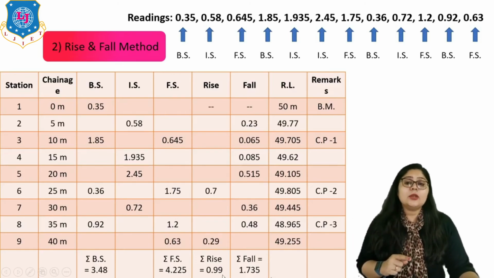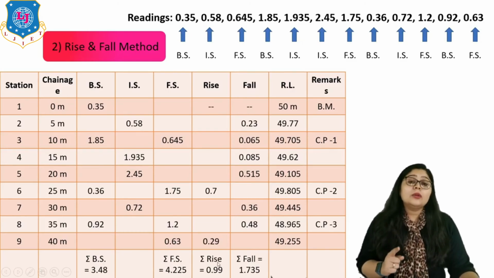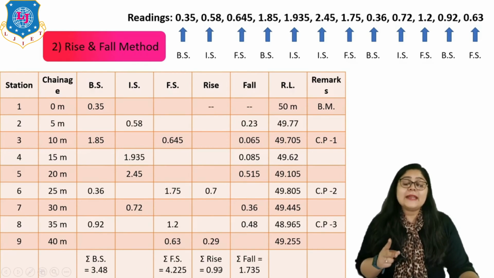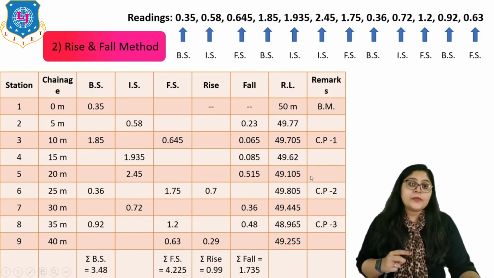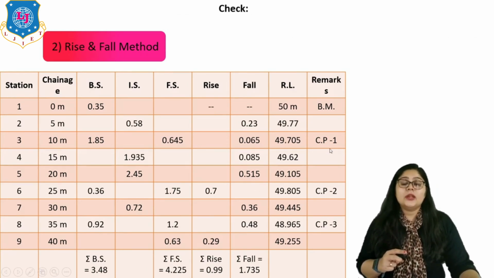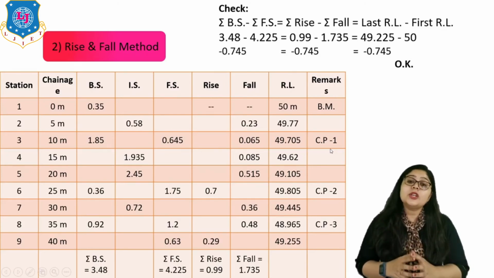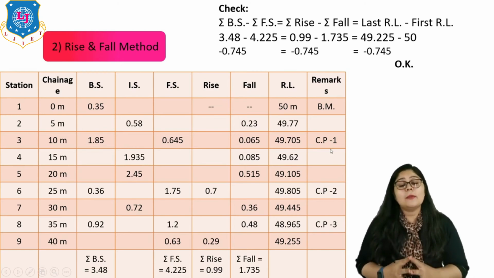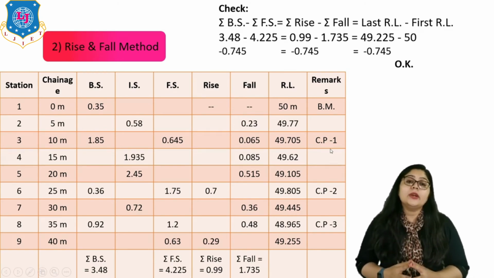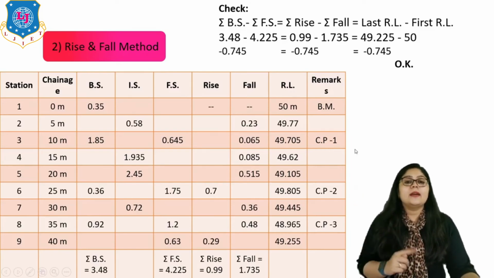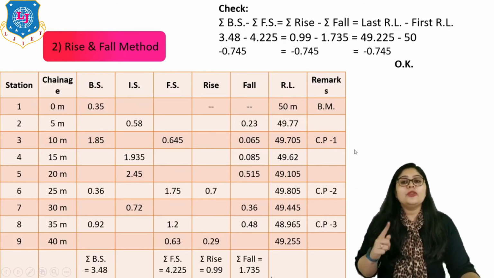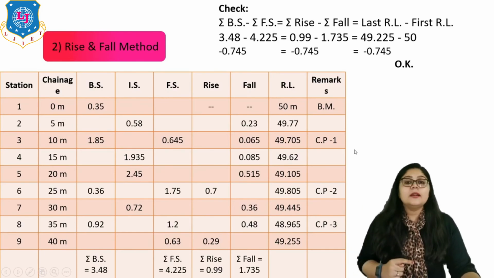Now in this table you can see that summation of BS and summation of FS are there, but now two more things are added: summation of rise and summation of fall are also calculated. Because when we go for the check equation, the equation says that summation of BS minus FS is equal to summation of rise minus fall, is equal to last RL minus first RL. Again you can see that all differences have the same value, which indicates that these calculations are correct. So this is the same example with the second method, the rise and fall method, right? I hope you understand both the methods very clearly.